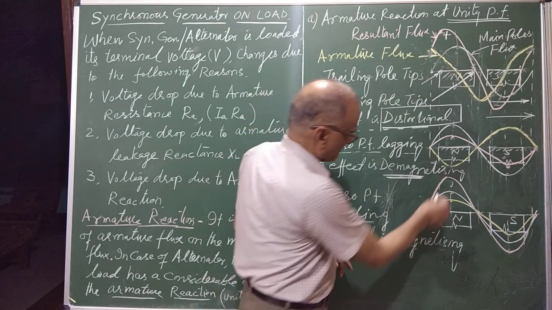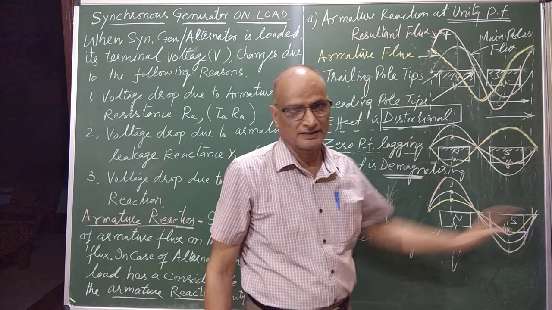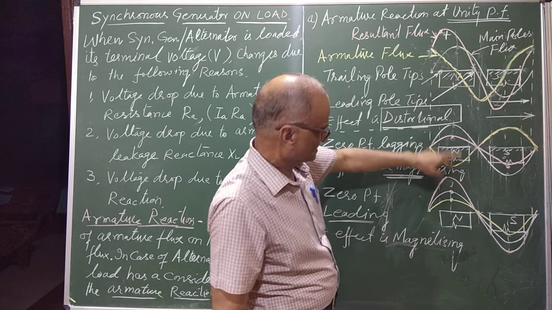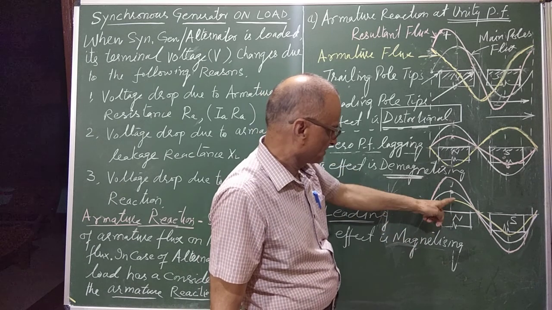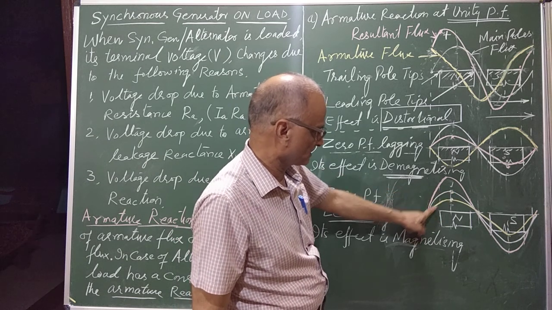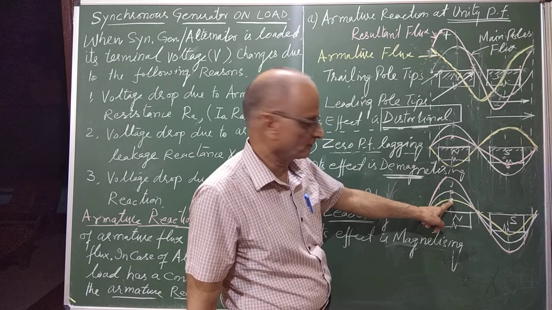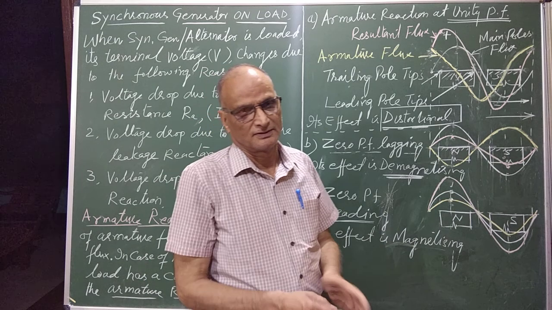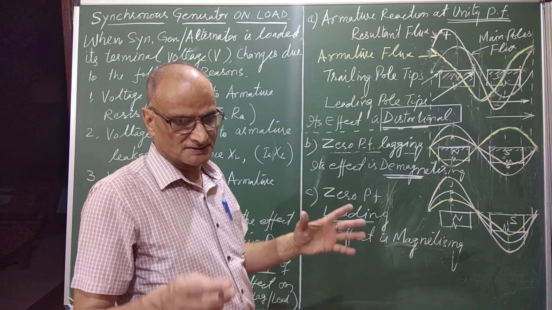So in this case, the armature flux and main pole flux are on the same line. In this case it is 90 degree behind, in this case it is 180 degree behind, and in this case this is 90 degree leading. Leading means it will be in phase with the main pole flux. So main pole flux and armature flux are on the same lines. So when we add these two fluxes, total flux will be increased. That means when you load the generator and power factor is leading, flux increases.